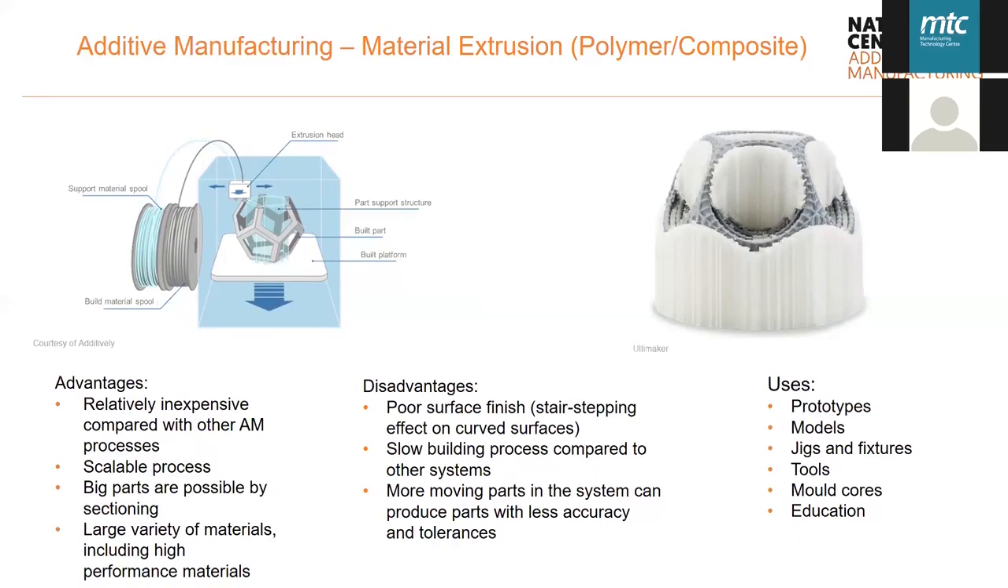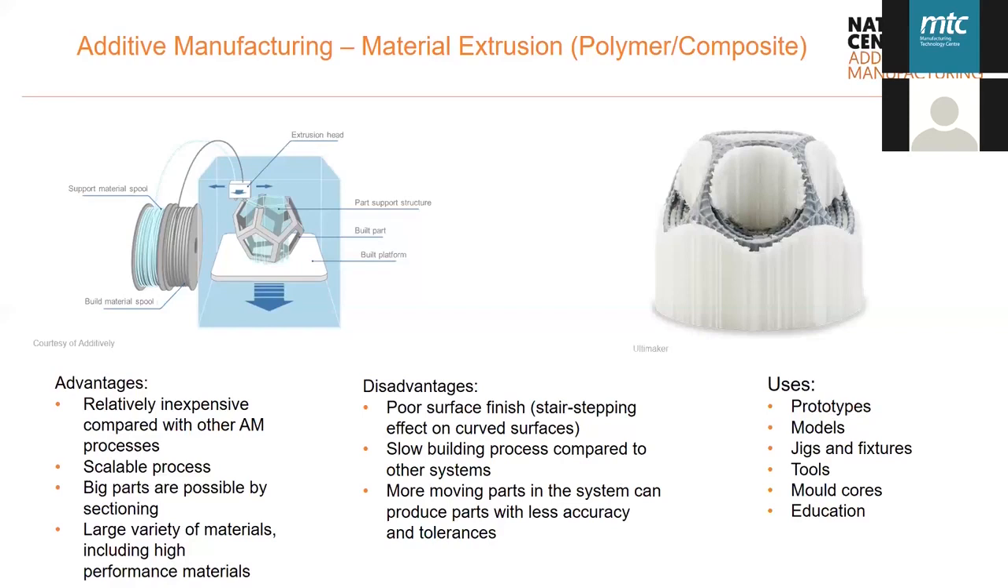So we mentioned composite previously. Some of the systems actually manufacture using a composite material, which significantly improves the strength of these components. Some disadvantages are that usually you tend to find poor surface finish and stair stepping due to the high layer thicknesses used for deposition. It's also a slower building process in some cases compared to other systems, and some of the accuracy could be affected by the moving parts of the system. So the actual way in which the system processes could hinder the accuracy and tolerances of the components.